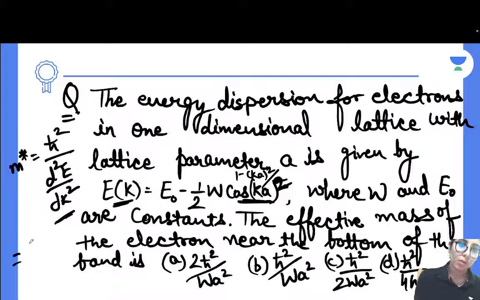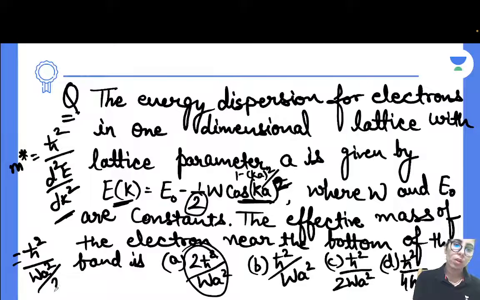Let me just show you. So h squared, and when you are differentiating it twice with respect to k, it will give you 2k, and then just 2, the k part will get differentiated. So 2a squared divided by 2, 2 cancelled out, W a squared, this 2 is in the denominator, so that will give you 2 h squared over W a squared, which is your option A, and that is the correct option.